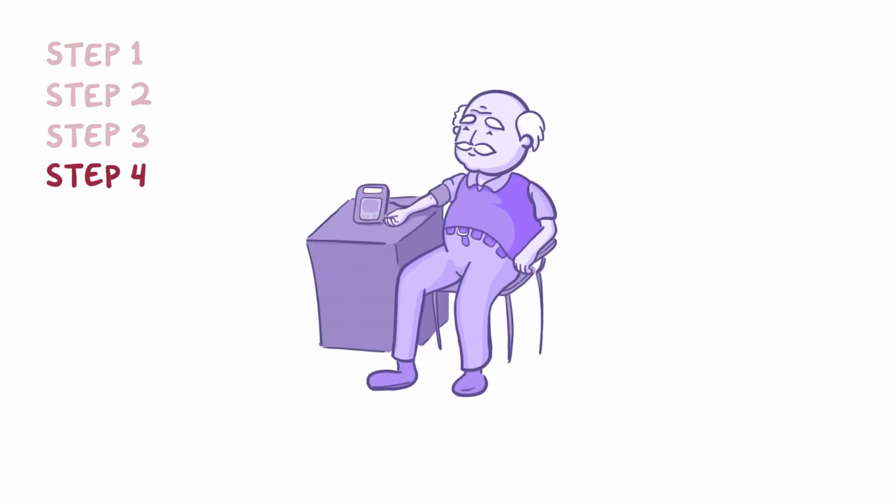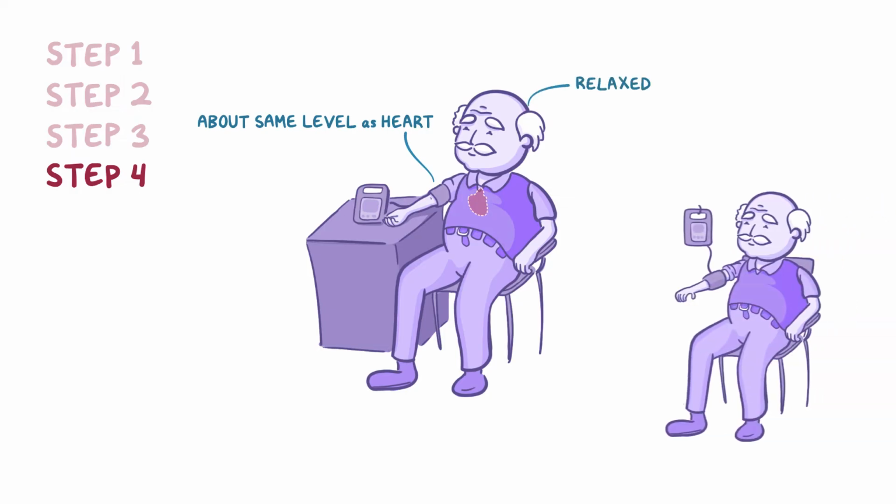Step 4. Place the person's arm on a flat surface, like a table, with the middle of the blood pressure cuff about the same level as the person's heart. With the person's arm supported by the table, they should be relaxed. They should not have to hold their arm.